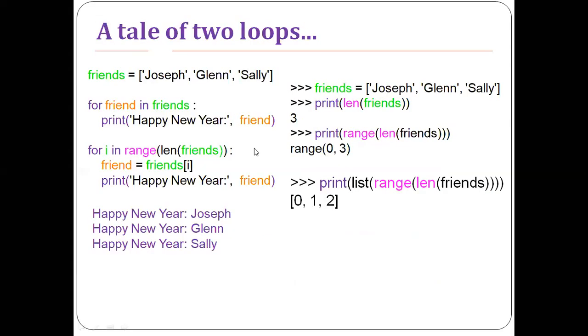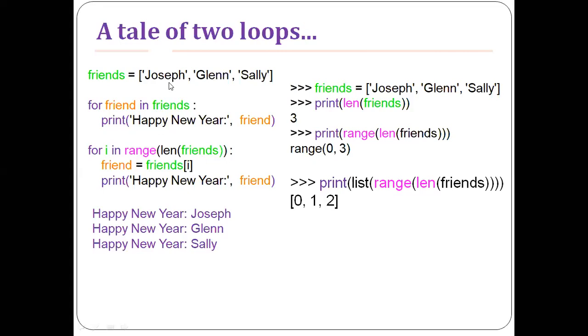And here is one more example of loops using the range function. So friends is equal to Joseph, Glenn, Sally. You are printing each and every element from the list, that is happy new year friend, right? And the same thing can be done using the range function. What you do is for i in range of length of friends, that is from 0 to n. So I'm using range of length of friends.